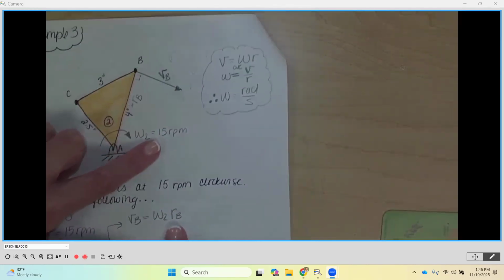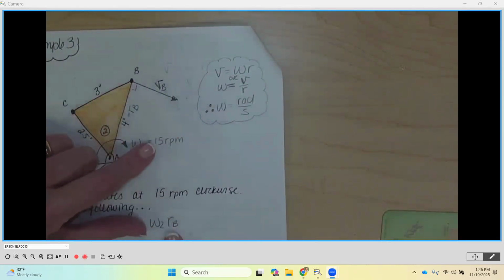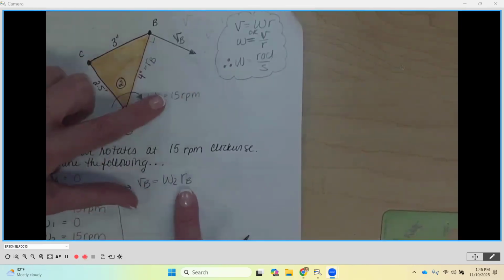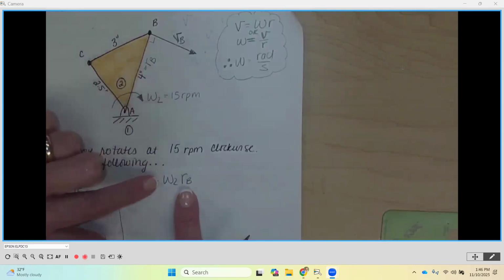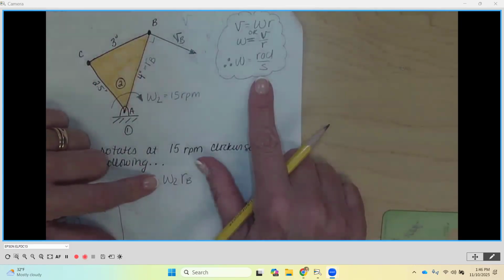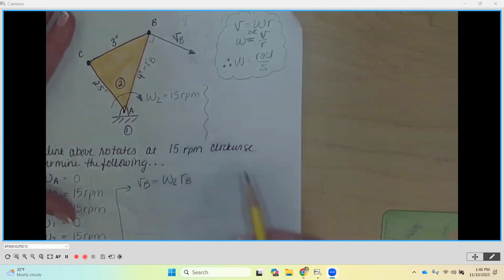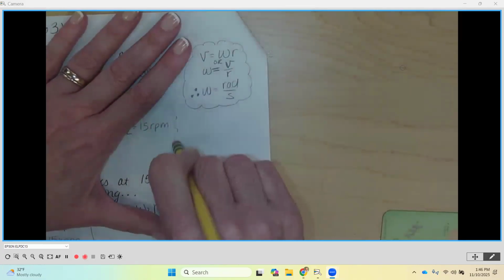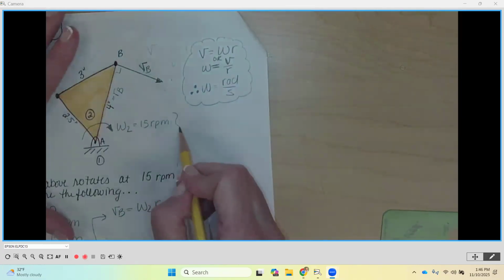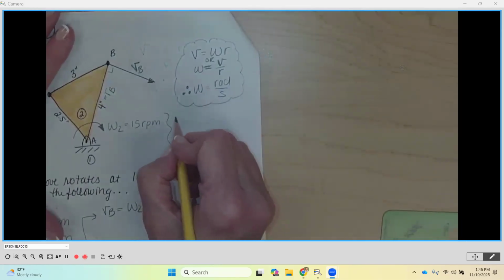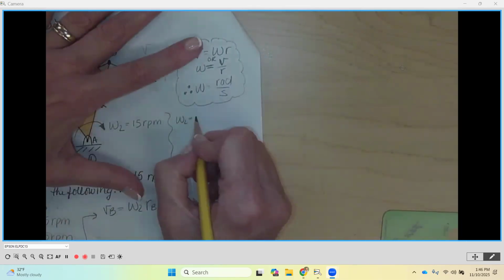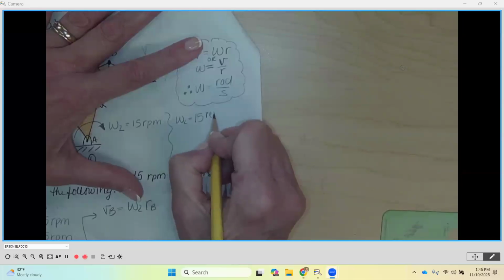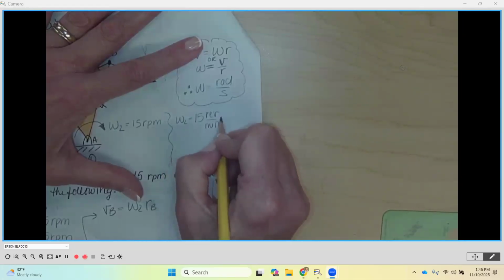But as we had stated earlier, we can't use the RPMs in this equation, right? So we need to convert the 15 RPMs into radians per second, right? Let's do that right here. I'll have to write small. So W2 is going to be equal to 15 revolutions per minute, right?